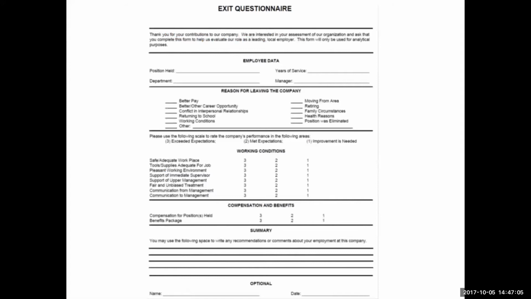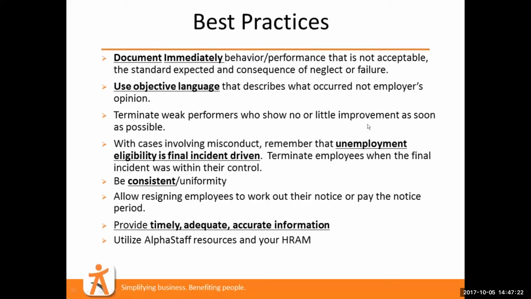So what are some of the things that we would want to look at and perhaps identify today as practices that help us all? What I would identify as best practices. Probably what I've stressed more than anything else today is documentation. Whenever you identify a behavior with an employee that is not acceptable, document it immediately. Document it while it's fresh in your mind, and document what the standard is and what the consequence will be if the claimant fails to meet that expectation.